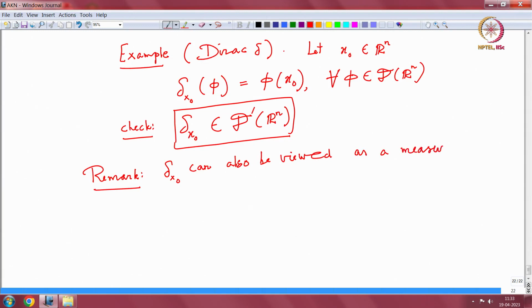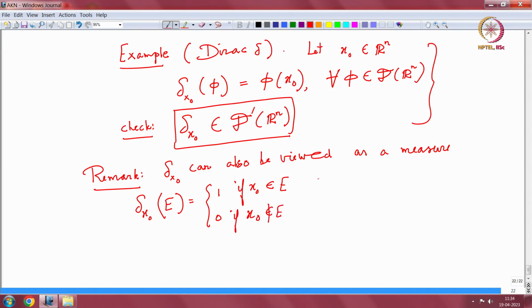It is a nice measure, actually. How do you define it? You need a sigma algebra, and my sigma algebra is the power set, so that is no problem. You can define delta of x naught acting at E as equal to 1 if x naught is in E and 0 if x naught is not in E. Earlier we viewed delta x naught as a mapping on test functions, but now delta x naught is a mapping from the power set of R^n to R, and you can verify it is indeed a measure, as you would have studied in measure theory, with subadditivity and all that.